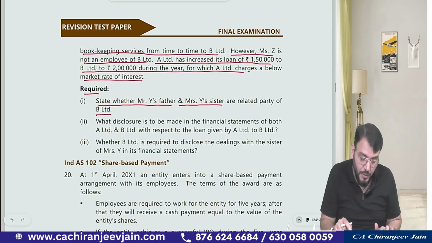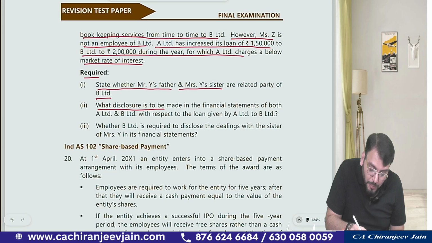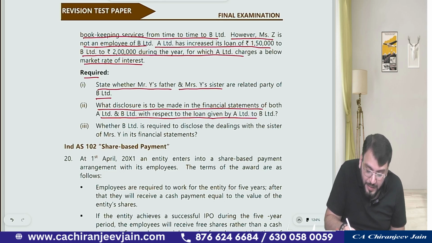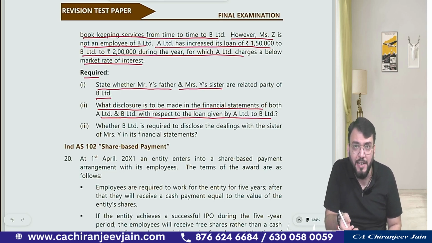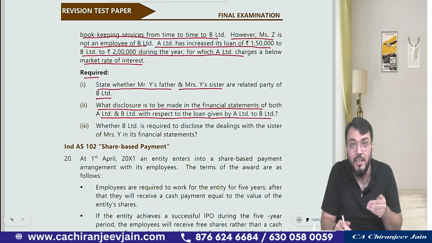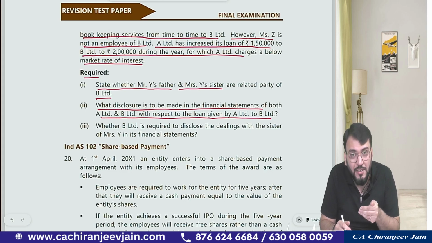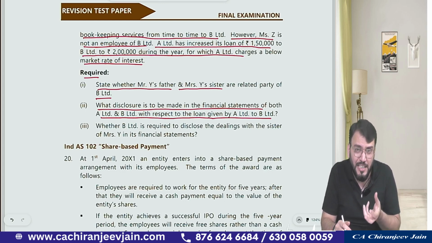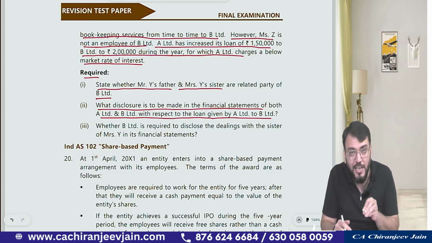Yes, sir. Then what disclosure is to be made in the financial statements of both A Limited and B Limited with respect to the loan given by A Limited to B Limited? Understood, we have already explained that A Limited and B Limited are related to each other. Therefore, it is a related party transaction, meaning whatever loan has been given by A Limited to B Limited, a concessional loan, that requires disclosure. The amount of the transaction is disclosed, the related party relationship needs to be disclosed, and the nature of the transaction needs to be disclosed with the outstanding amount. What is the outstanding amount? That needs to be also disclosed.